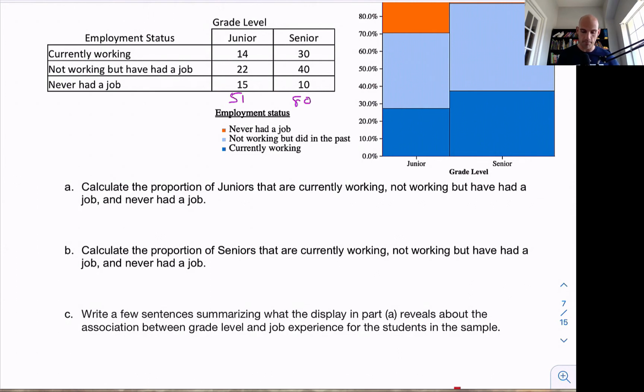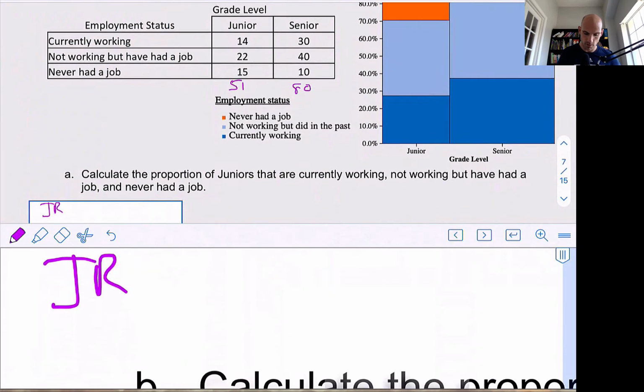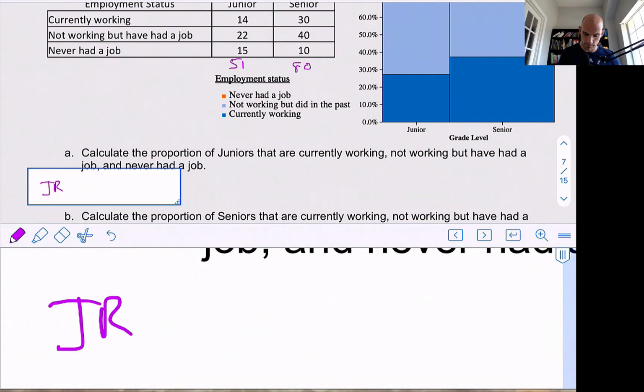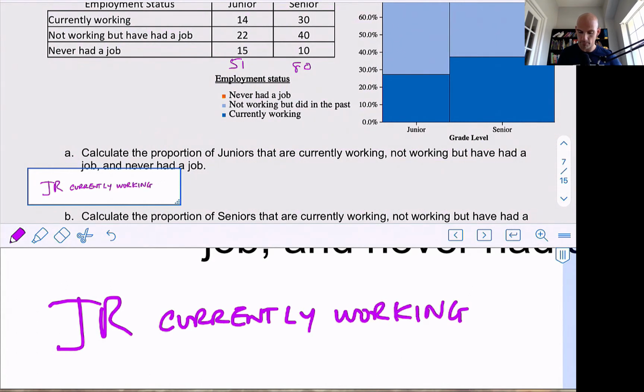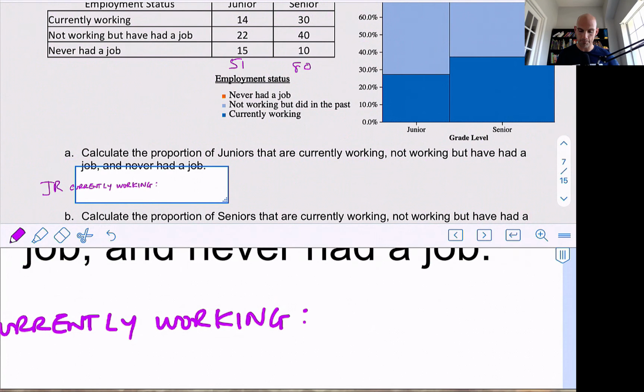So, juniors who are currently working. Juniors who are currently working would be 14 out of 51. That's approximately 0.27.